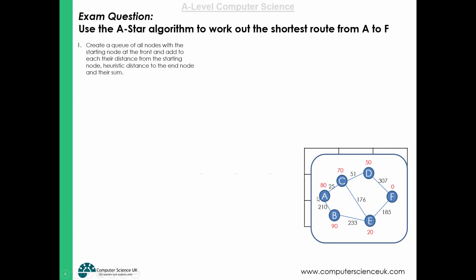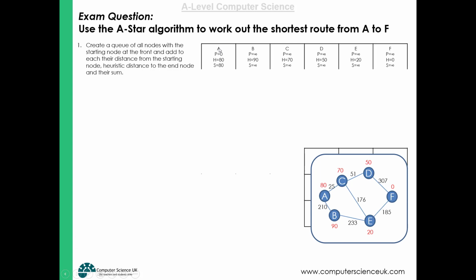Dijkstra's would simply list the different nodes and their distances from the start. So to get from A to A, well, that's 0. To get from A to B, that'll be at the moment infinity because we haven't investigated yet. The same for C, D, E, and F. But the extra things that we add in are these two values here, H and S.